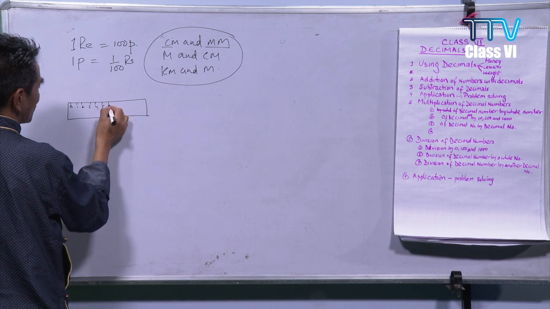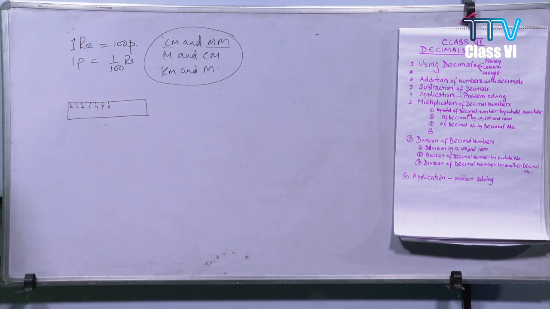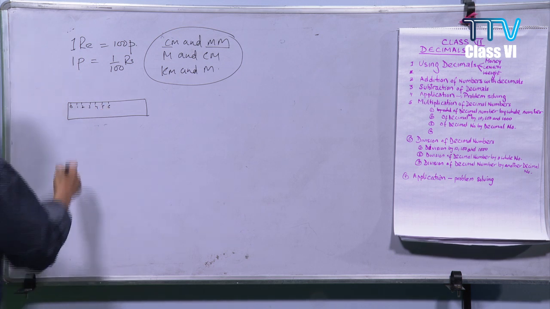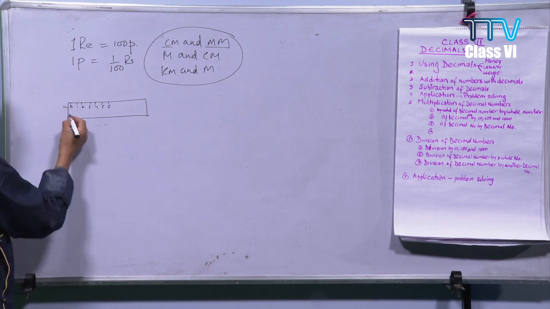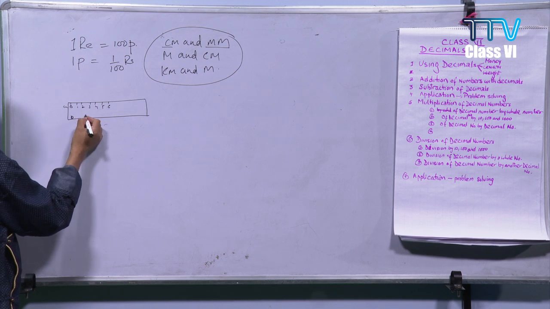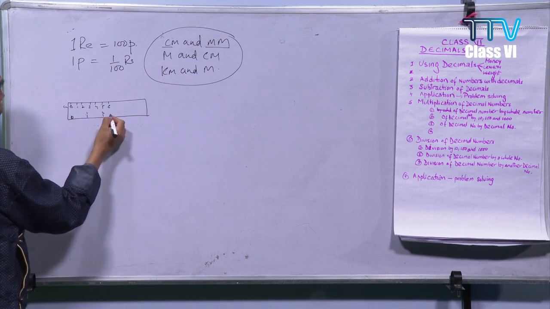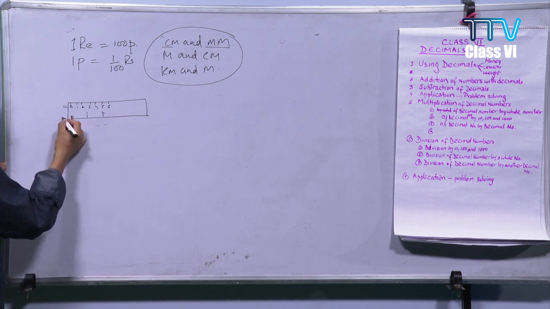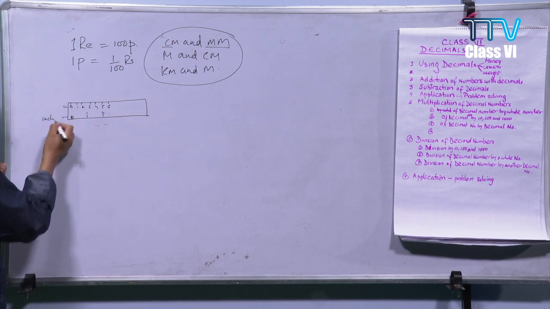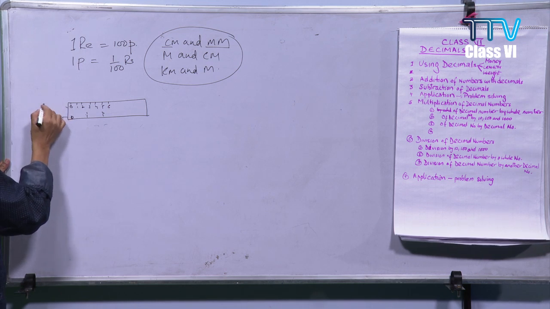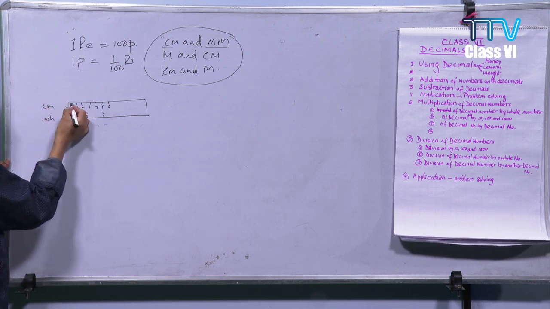0, 1, 2, 3, 4, then you can change the scale. 1, 2, 3, 4, 5, 6. The centimeter. Okay, 0, 1, 2. The inch. The centimeter.